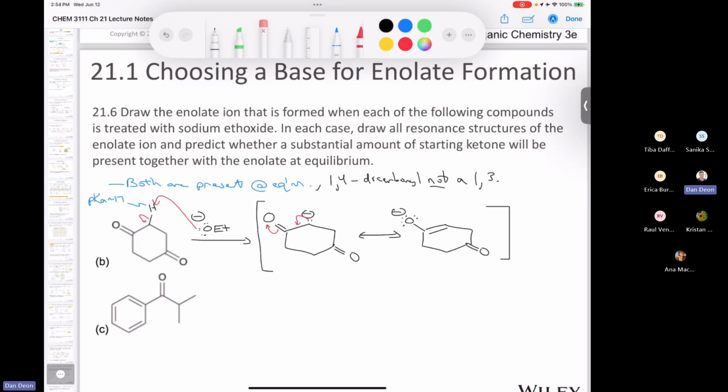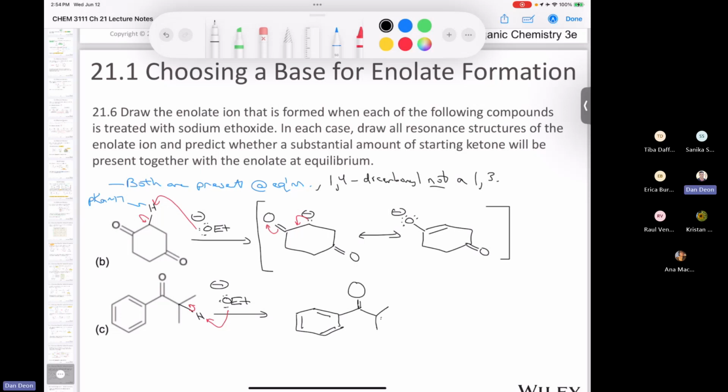So we have isopropyl phenyl ketone. If we were to treat that with sodium methoxide, there's only one alpha proton in the whole thing. And it's this one here. So if I pull that off like this, I'll draw the enolate. So we'll draw the enolate. First, we'll draw it with the negative charge on the carbon, like this.